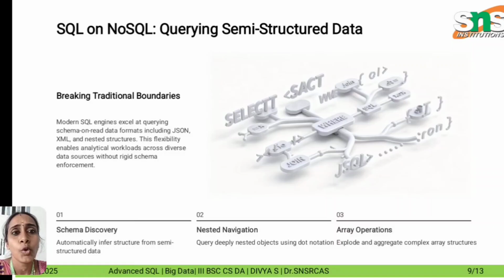Next, SQL on NoSQL, that is querying semi-structured data, breaking the traditional boundaries. Modern SQL engines are capable of querying schema-on-read data formats, including JSON, XML, and nested structures. This flexibility enables analytical workloads across diverse data sources without any enforcement. Schema discovery automatically infers the structure from the semi-structured data. Nested navigation queries deeply nested objects using dot notation. Array operations explode and aggregate complex array structures.